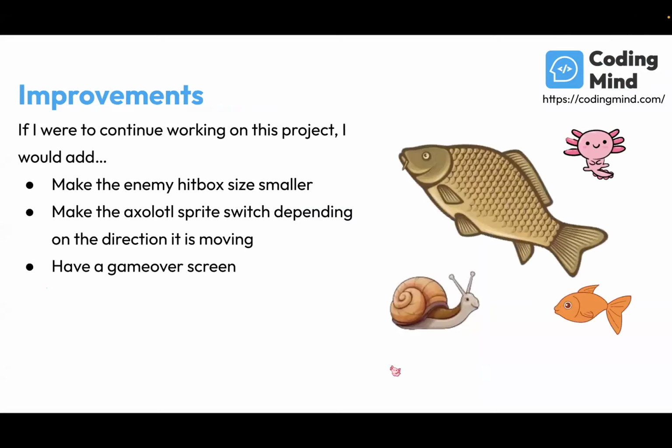If I were to continue working on this project, I would make the enemy hitbox size smaller. So if you hit an area next to the enemy, they would immediately end the game. I would make the axolotl sprite switch depending on what direction it is moving. So if it's moving left, the axolotl would face left, and if it was moving right, the axolotl would face right. And then I would have a game over screen instead of the Pygame window just shutting down.